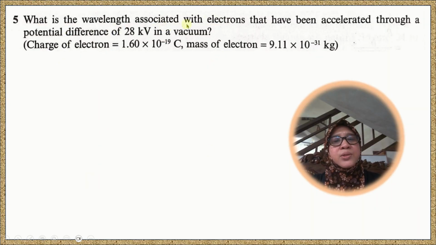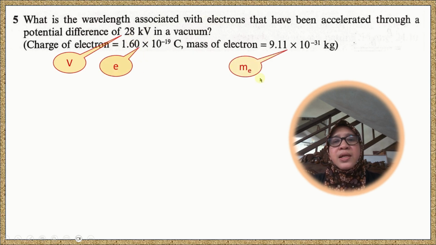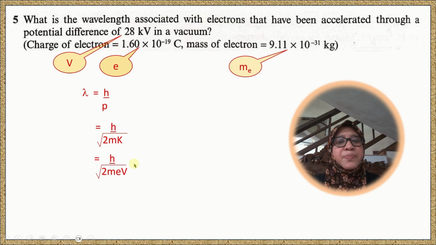Okay, now we go to question 5. What is the wavelength associated with electrons that have been accelerated through a potential difference of 28 kilovolt in a vacuum? The charge of the electron and the mass of the electron are given. So the potential difference is given in kilovolt, along with the charge and the mass of the electron. How do we relate this with the de Broglie wavelength? We use h over square root of 2mK, and K is eV in electron volt.